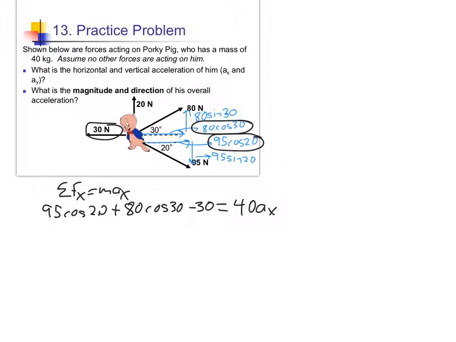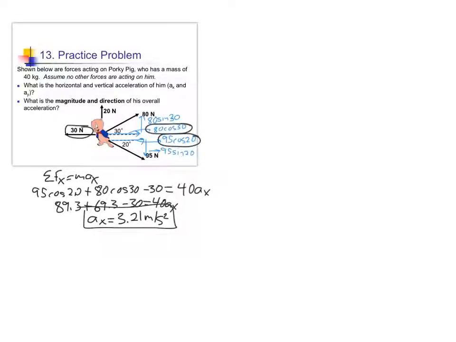I go through and solve for the value of those forces, and we end up with 89.3 plus 69.3 minus 30 equals 40 times my x acceleration. And so I find that my x acceleration here is going to be equal to 3.21 meters per second squared.